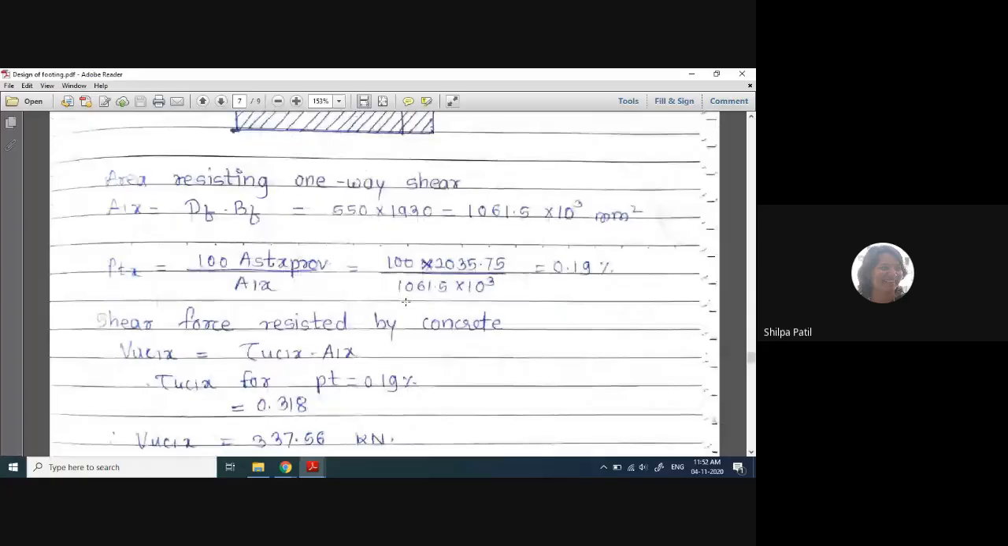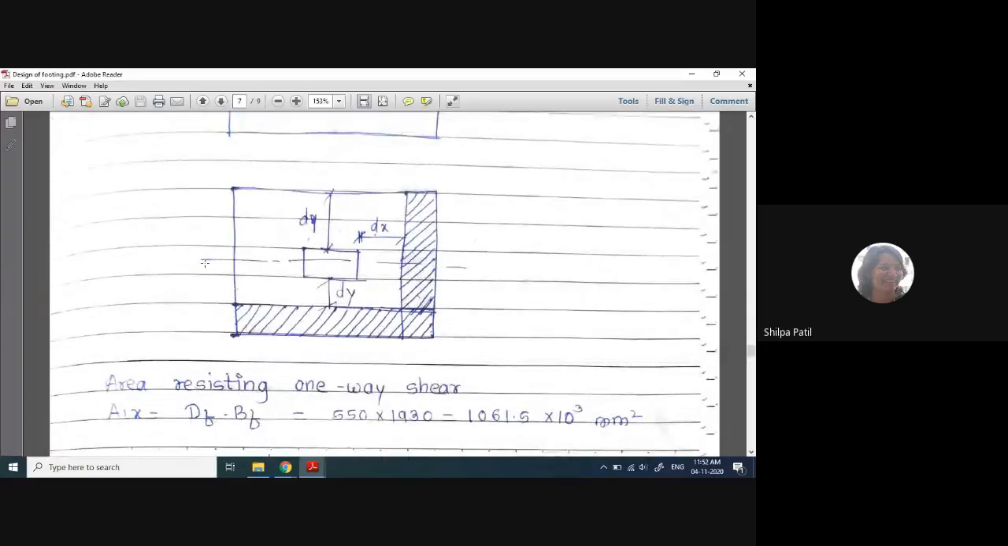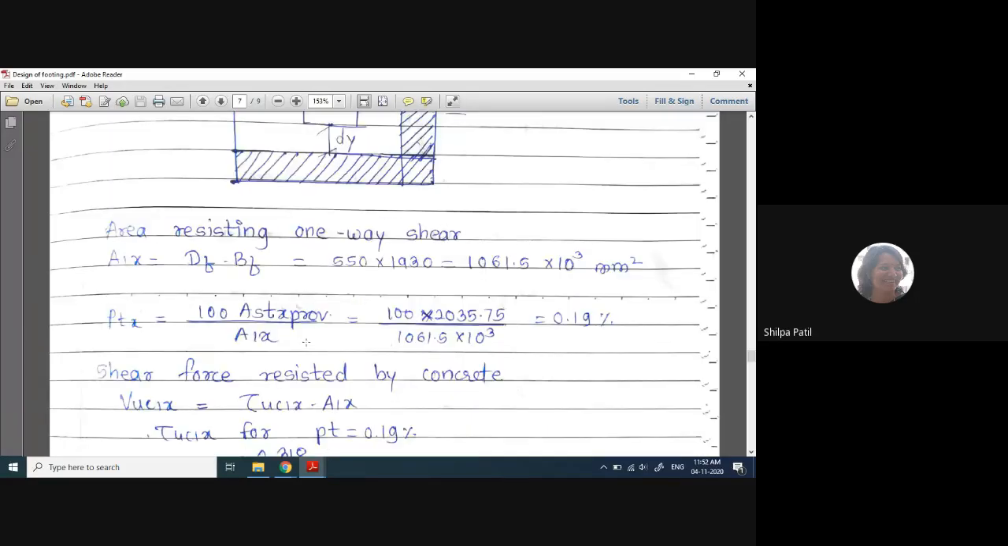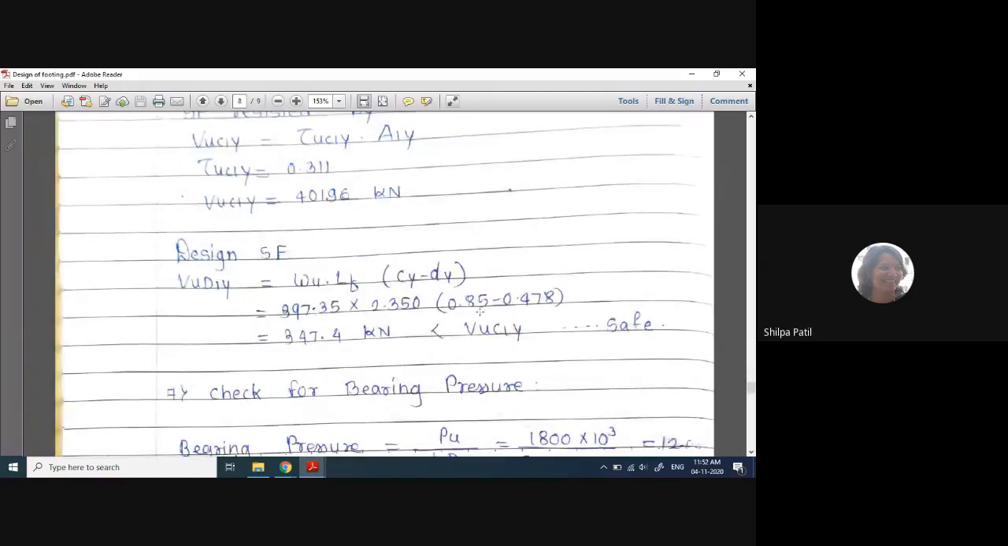So here along the y-axis, this will be the straight. So we have to find out area of this shaded portion. Okay, so that area is considered over here, and this check is also getting satisfied. So the design of footing is safe in this case also.